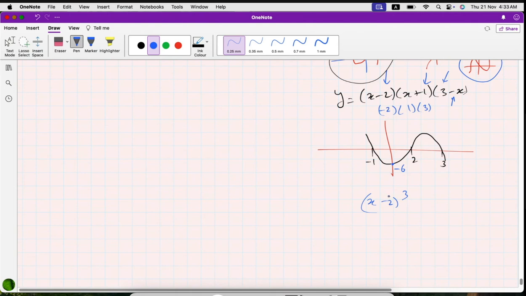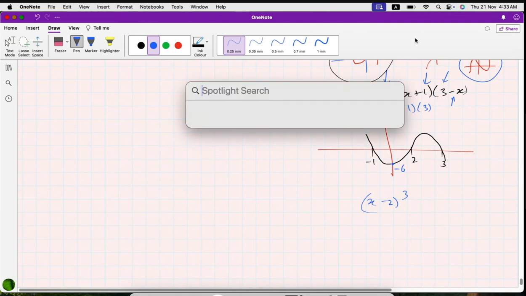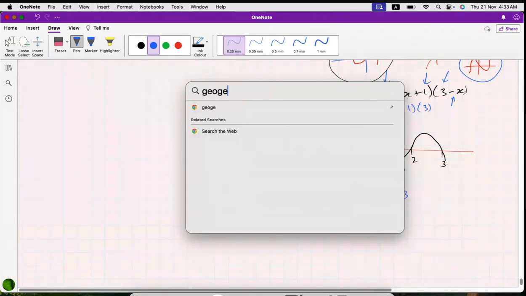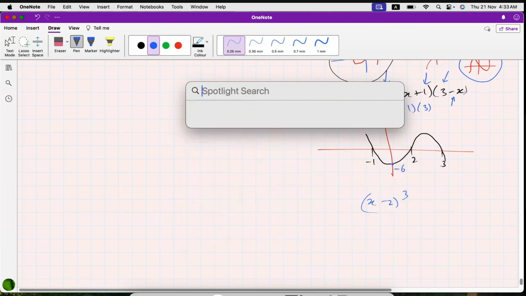Okay. Now x minus 2 cube. Let me just quickly check it. I've just updated it. I think I lost it. Let me check.